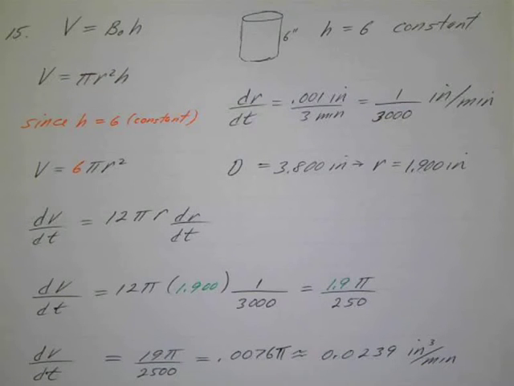The mechanics at Lincoln Automotive are reboring a 6-inch deep cylinder to fit a new piston. The machine they use increases the cylinder's radius 1/1000th of an inch every 3 minutes. How rapidly is the cylinder volume increasing when the bore diameter is 3.8 inches?